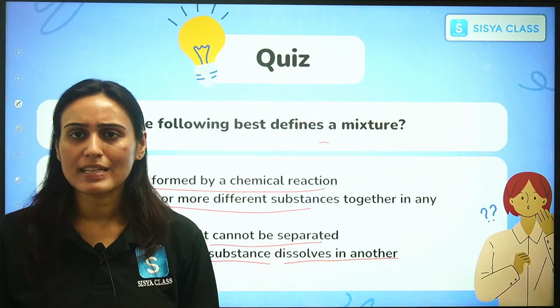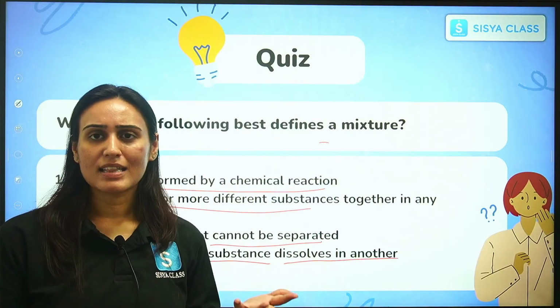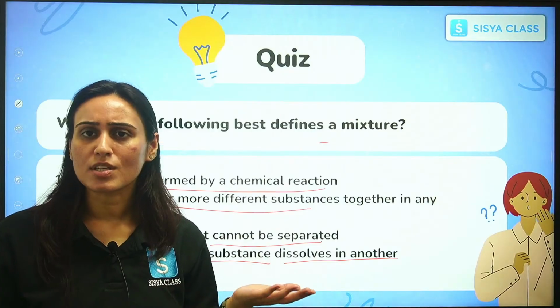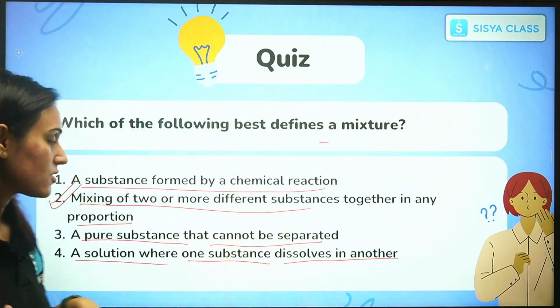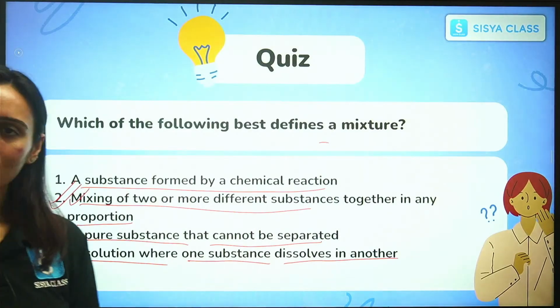Mixing of stones with rice, with wheat or dal. You are not following any proportion there. You have just mixed them together. That would be your mixture, right? So the correct answer will be option B, everyone. Okay?